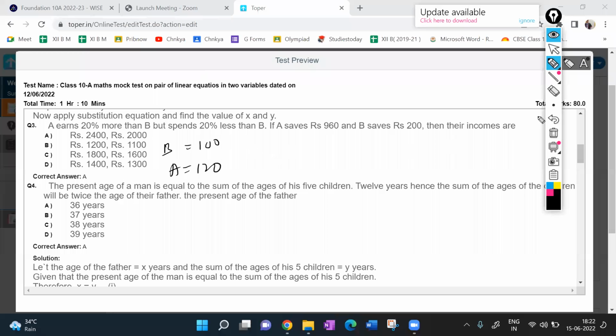But A spends 20% less than B. Look at this. Then how can I say 100 minus 20? 100 minus 20 gives me what? Income of B is what? Income of A is what then? B plus 20. Yes, income of A, let me write IA, which means 120. Correct.